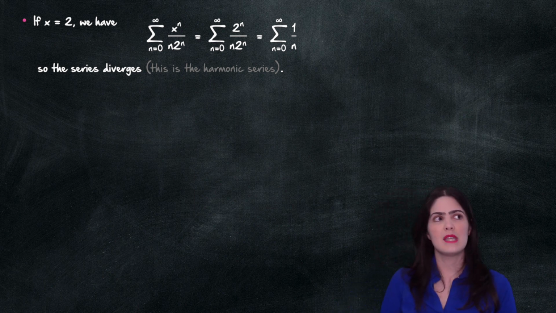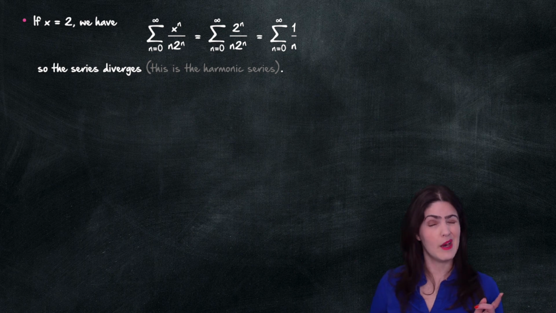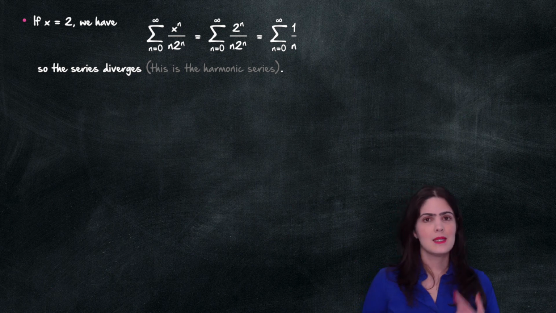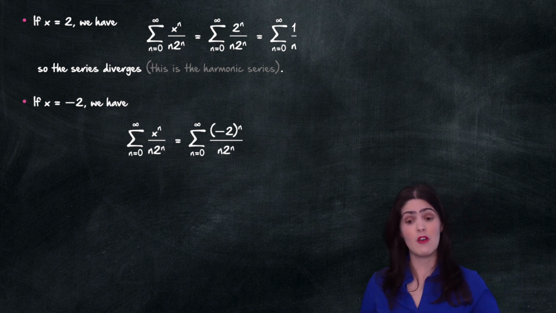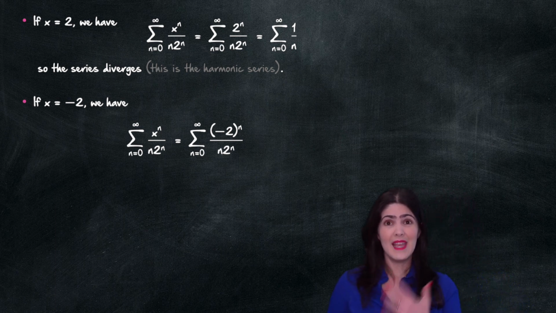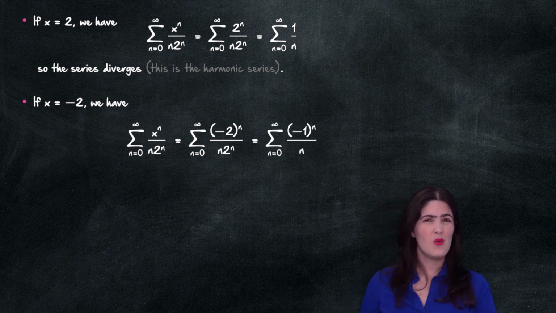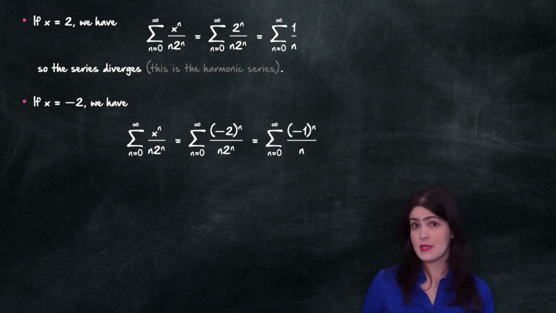Now we said the problem is when the absolute value of x is equal to 2. That means that x could be 2, but x could also be, I'm sure you said it, negative 2. So if x is equal to negative 2, again I'm going to plug that value into my power series. I end up with the sum from n equals 0 to infinity of (negative 2) to the n over n times 2 to the n. Negative 2 to the n is the same thing as (negative 1) to the n times 2 to the n. So we end up with the sum from n equals 0 to infinity of (negative 1) to the n over n.